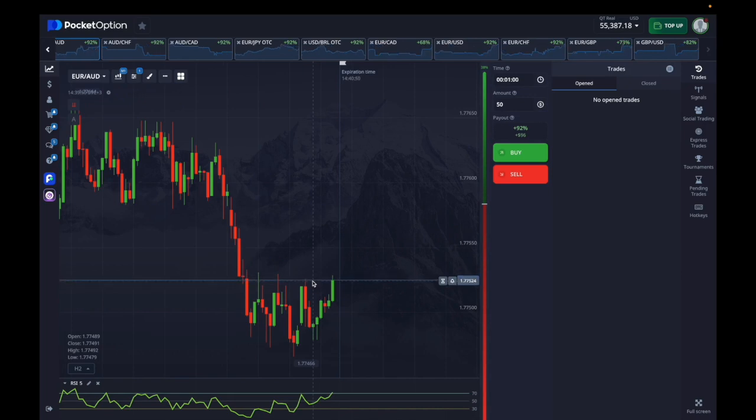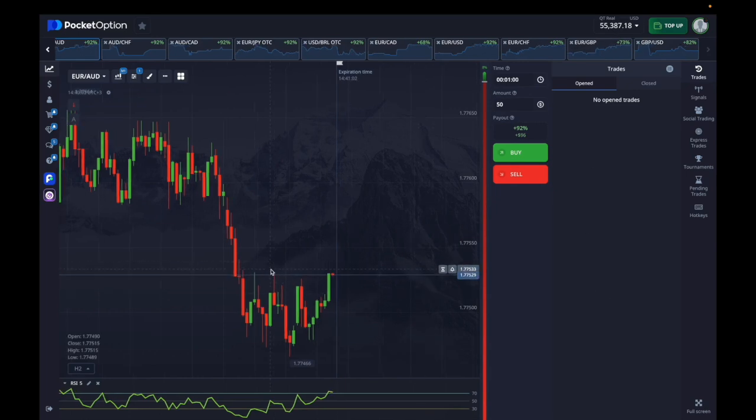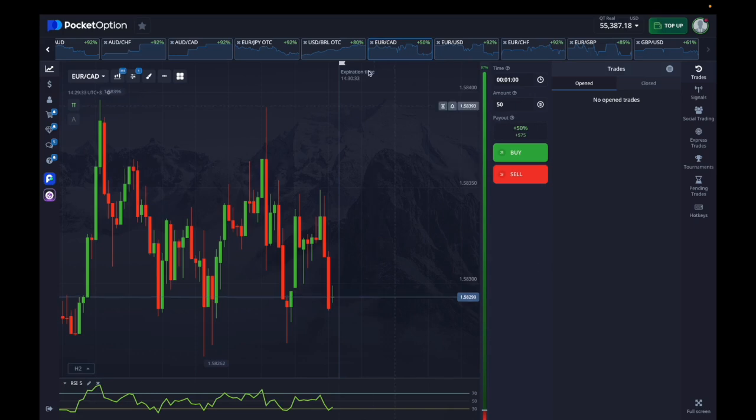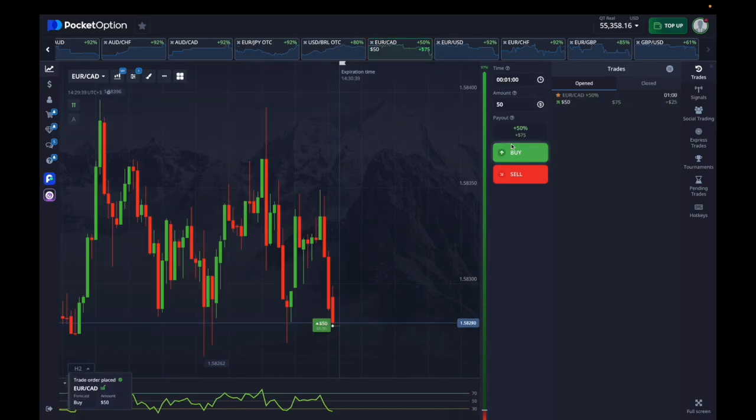So friends, let's move on to trading real assets. Let's see what happens. Right now, our account balance is $55,387, and let's see how we finish this session. Let's start trading. In this case, I have the EUR CAD pair open in the terminal. We can see that the RSI is breaking through the 30 line. Let's enter a buy position. Expiration time is 1 minute, the amount is $50, and let's see how this turns out.